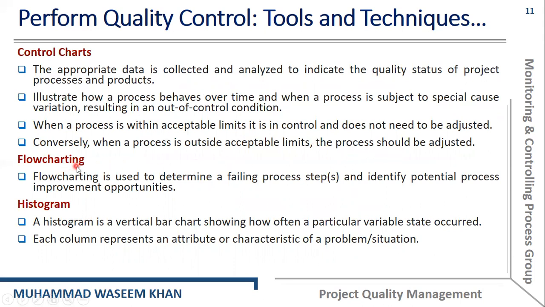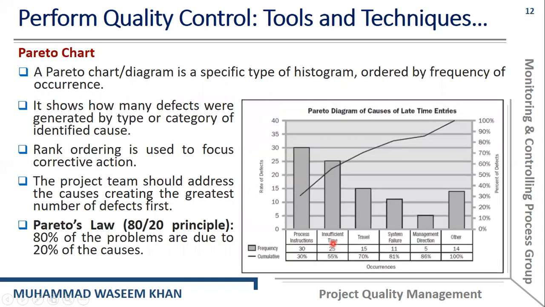Flow charting or a process map is used to determine failing process steps and identify potential process improvement opportunities. It gives us a big picture of the whole process. And a histogram is a vertical bar chart that shows how often a particular variable state occurred. Each column represents an attribute or characteristic of the problem or situation.